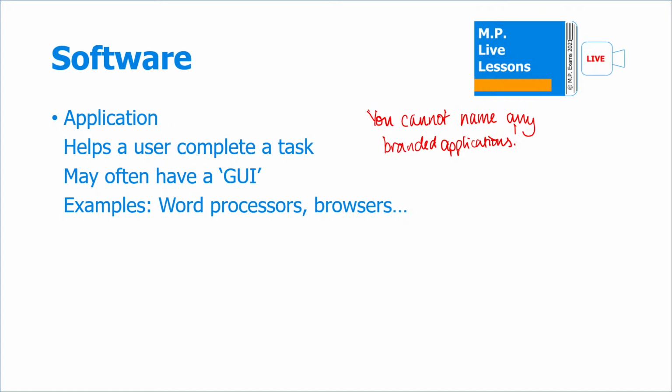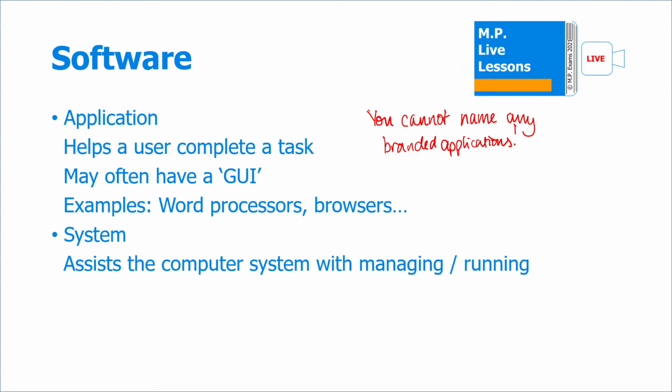Now, the other type of software that you need to know is the system software, and this assists the computer system with managing and running the hardware. Examples could be security and OS, operating systems. Security could be, let's say, antivirus.